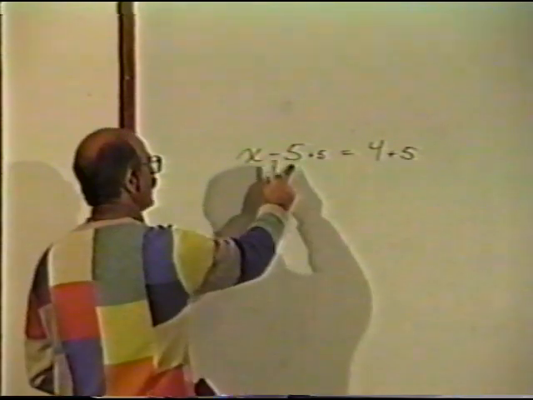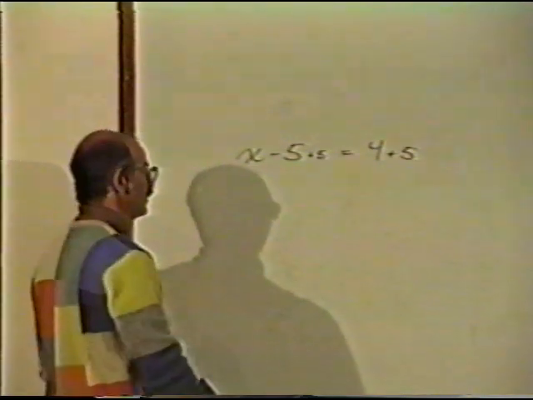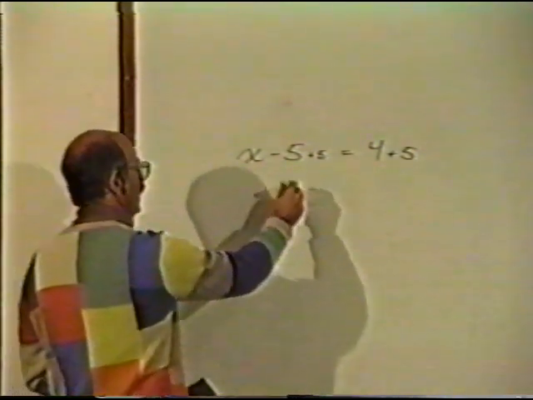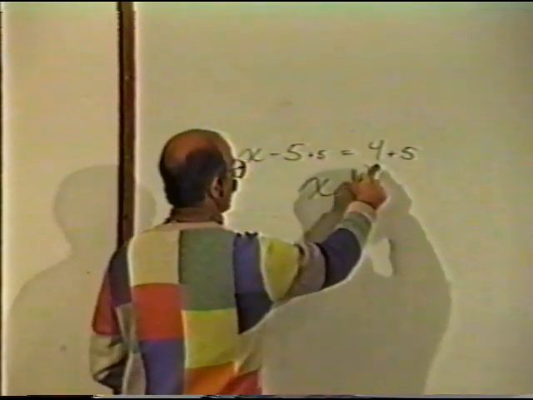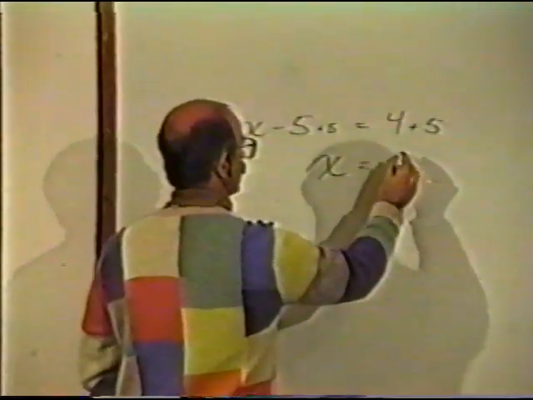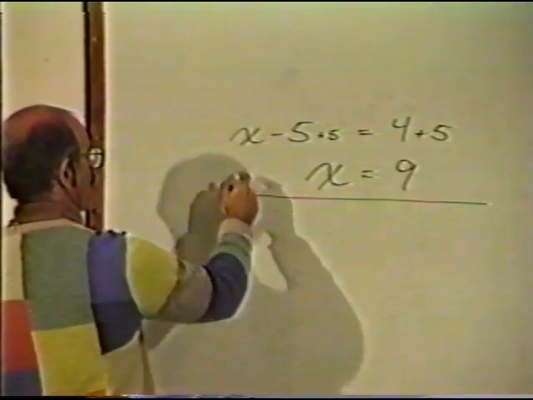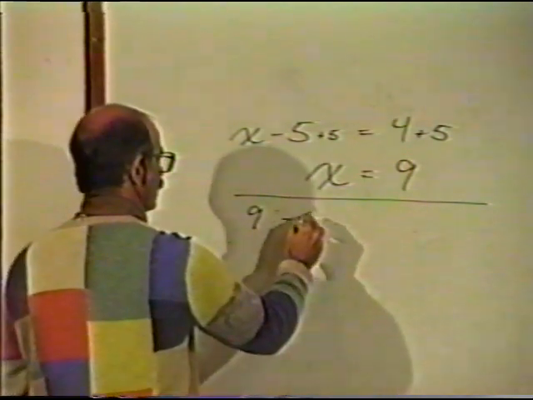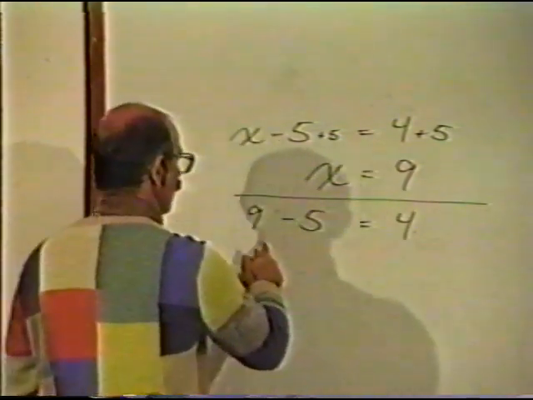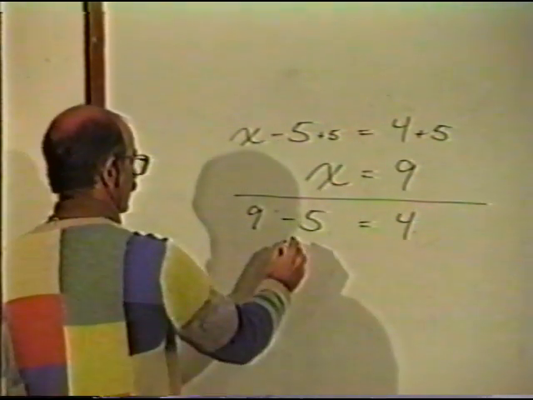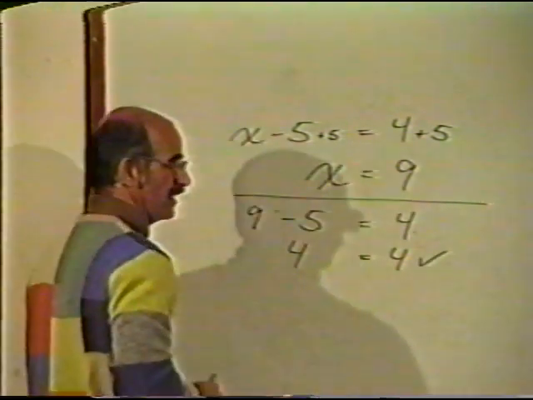The minus 5 and the plus 5 put together give you? 0. Which leaves on this side just plain x. On the other side, 4 plus 5 is? 9. And the check. x is 9. 9 minus 5 is supposed to equal 4. What is 9 minus 5? 4. 4 equals 4, and we got it right.